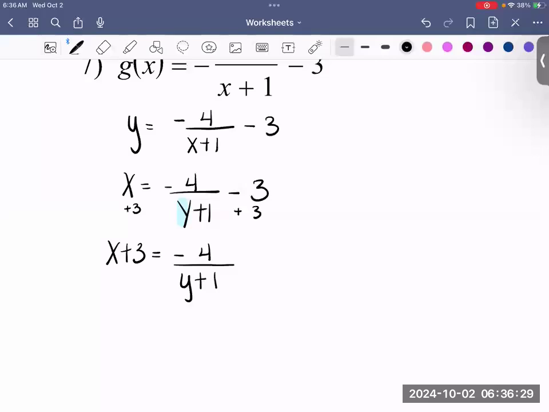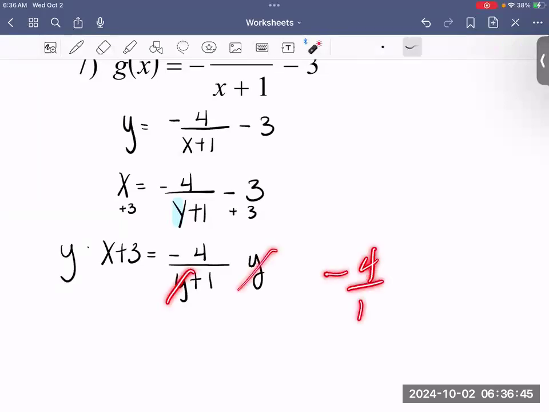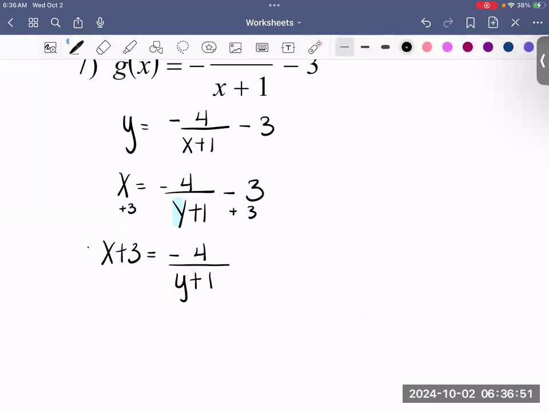Now, back in chapter 1.9, we talked about the easiest way to get your variable out of the denominator, and that would be by multiplying it out. Now, it's not as easy as just multiplying this y to one side and just saying that this cancels and this is -4 over 1. That's not how it works. This y is directly attached to that plus 1. These are working as a team.